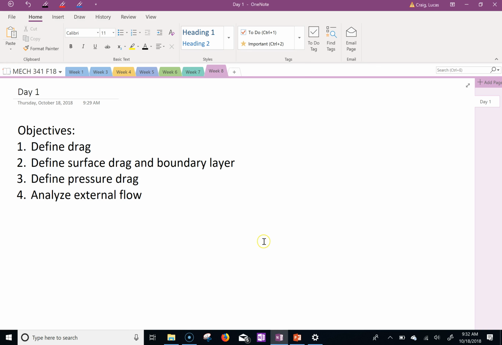Yeah. All right, so kind of switching gears to a new concept, which is external flow or external drag. We're going to define drag. We're going to define surface drag and boundary layers. Get into pressure drag, and really that's all analyzing external flow. So we have external flow to cover.